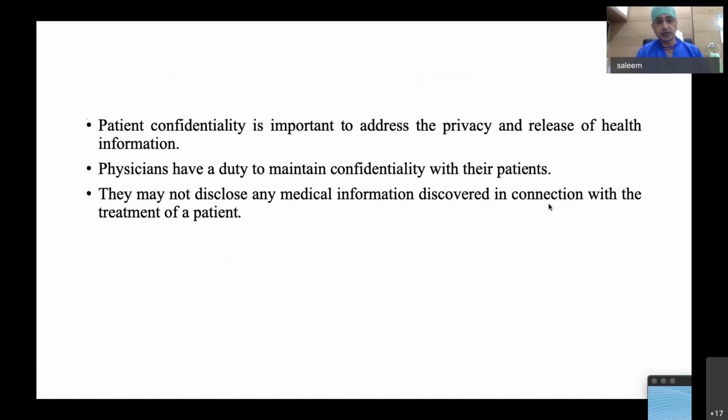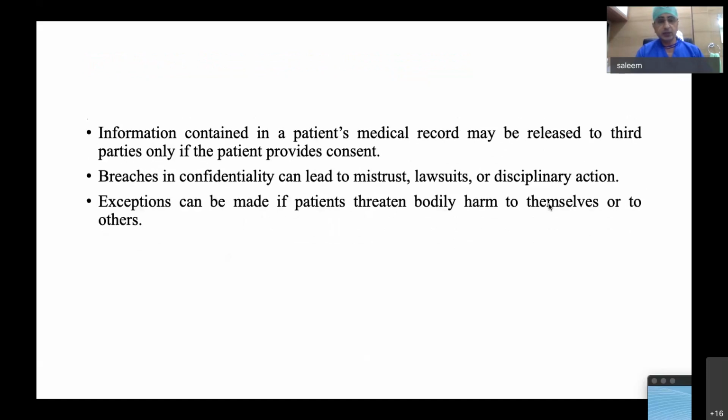Patient confidentiality is important to address the privacy and the release of health information. Physicians have a duty to maintain confidentiality with their patients. They may not disclose any medical information discovered in connection with the treatment of a patient. Information contained in a patient's medical record may be released to third parties only if the patient provides consent.